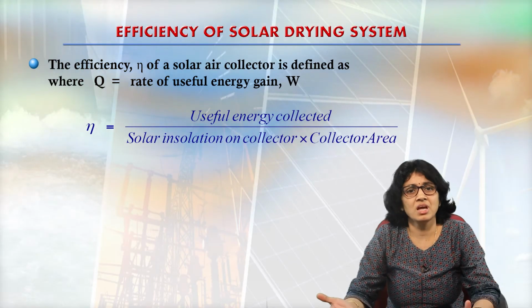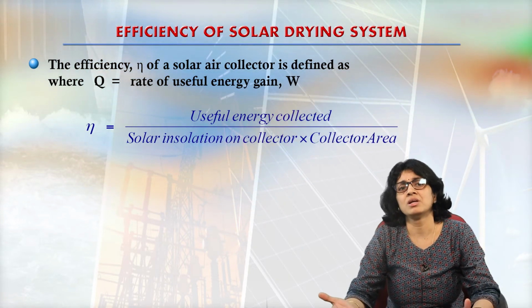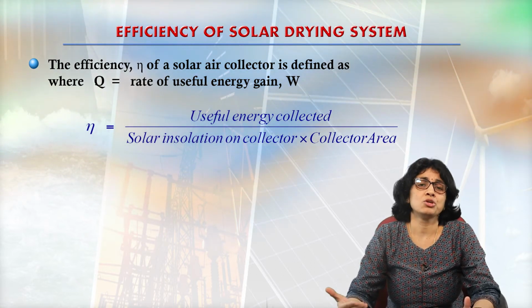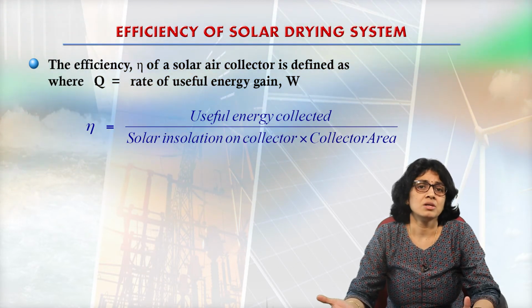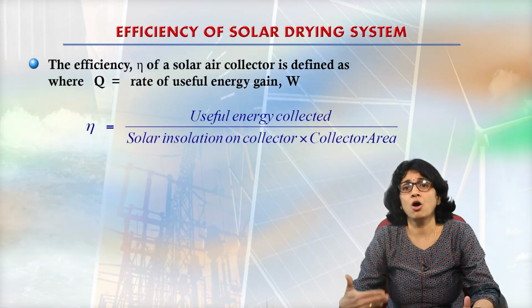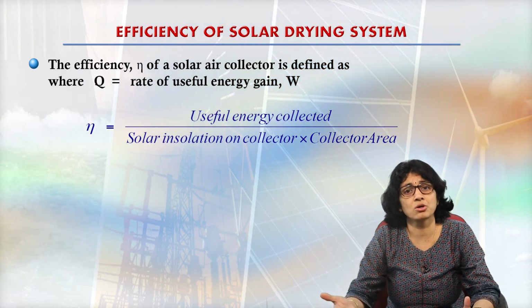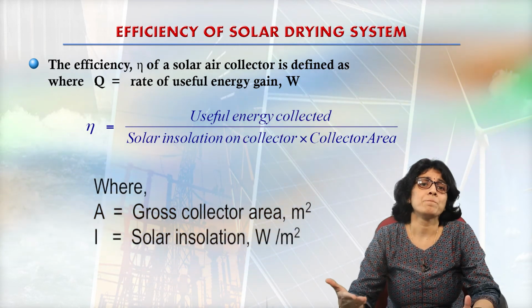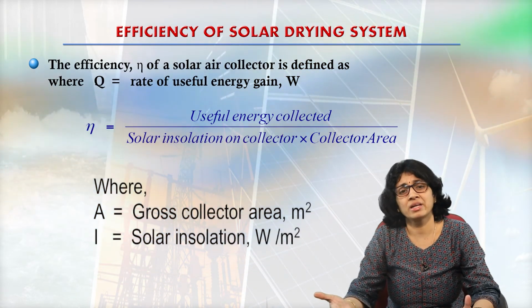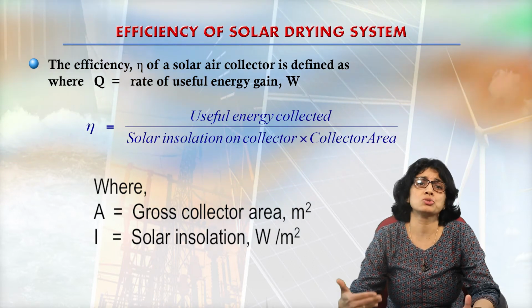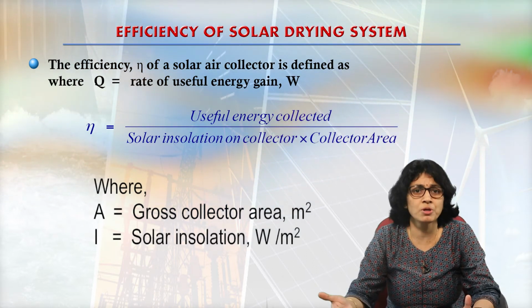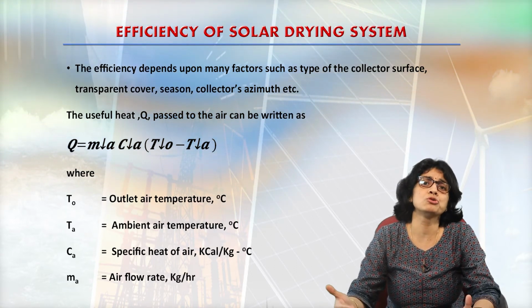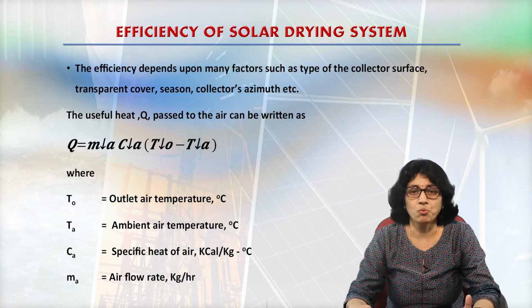Now efficiency, as we all know, can be calculated as output by input. The output here is the useful energy collected, divided by the input, which is the solar radiation incident on the collector times the collector area, where A is the gross collector area in meter square, I is the solar insolation in watt per meter square, eta is the efficiency, and Q is the rate of useful energy gain, that is in watt.